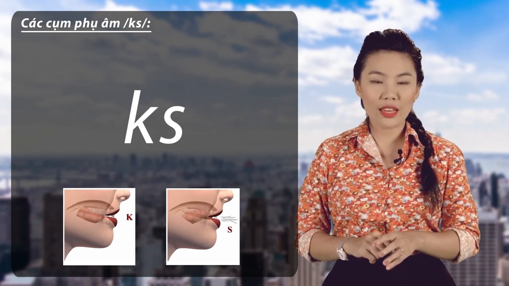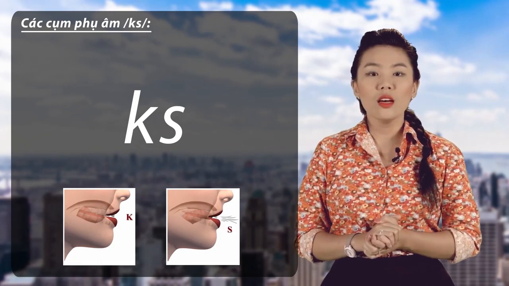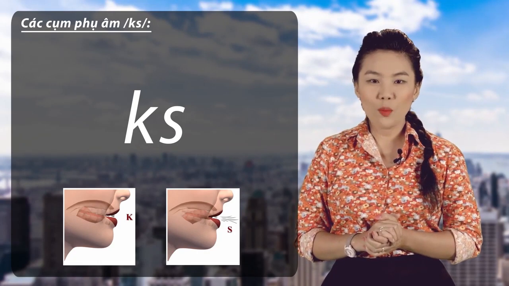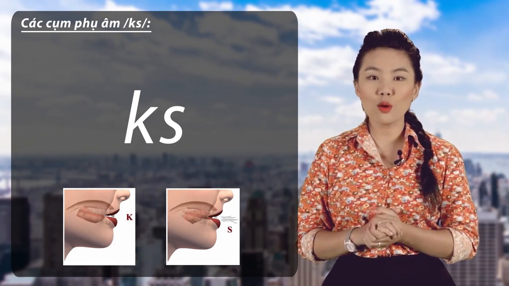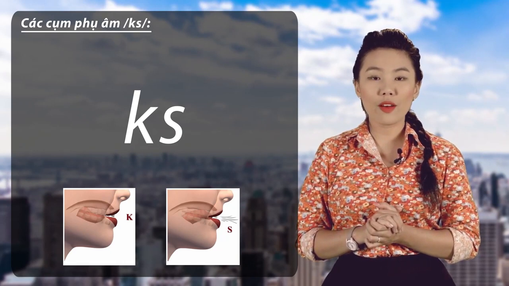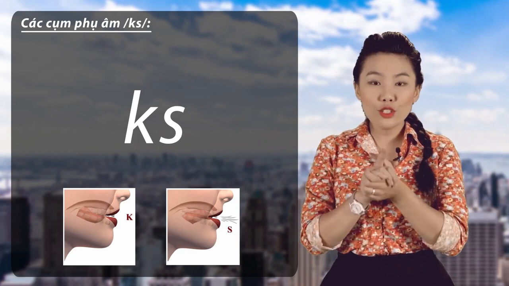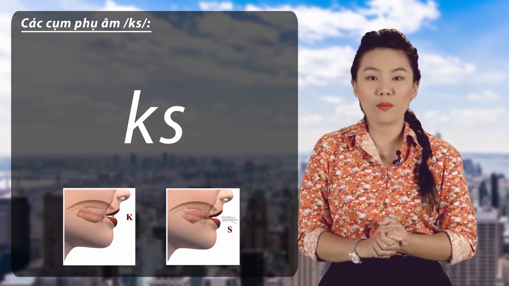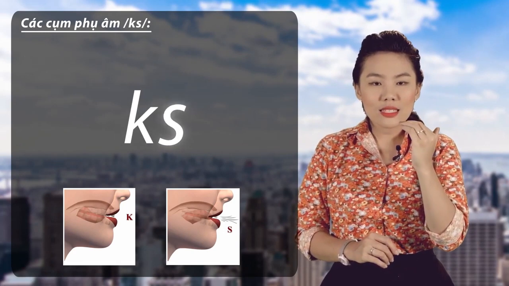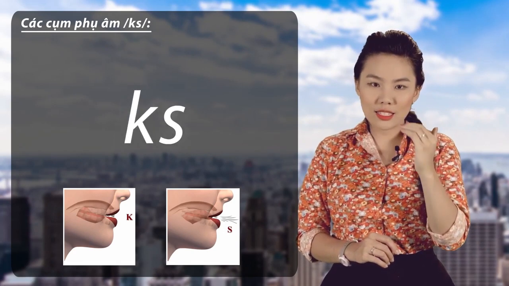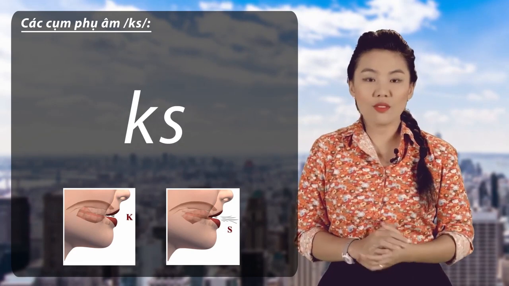Tạm dừng video này và thực hành nói âm ks, và hãy cảm nhận lưỡi của chúng ta di chuyển từ mặt sau của miệng khi các bạn phát âm k đến phần trước của miệng khi chúng ta phát âm s, rồi k. Tạm dừng video.